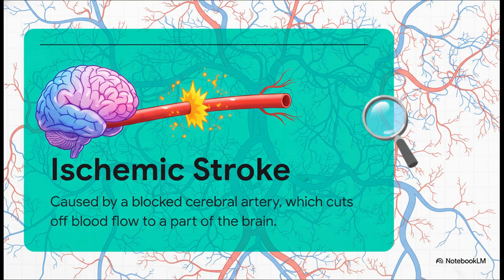The easiest way to think about it is like plumbing. Your brain has this huge network of arteries delivering blood. An ischemic stroke is basically a clog in one of those pipes. An artery gets blocked up, and suddenly, a whole section of the brain is being starved of the oxygen it needs to survive. And that's why the symptoms hit all at once.